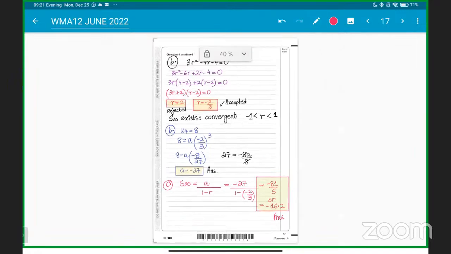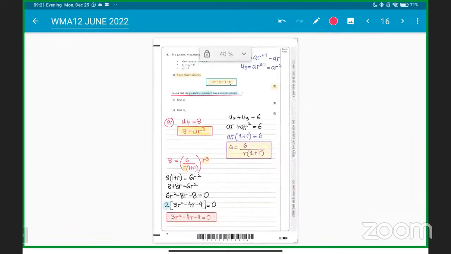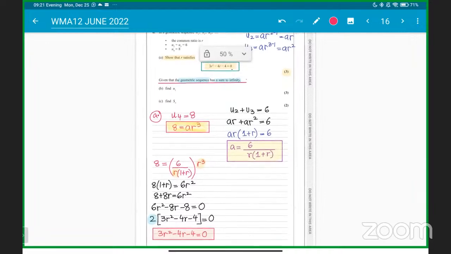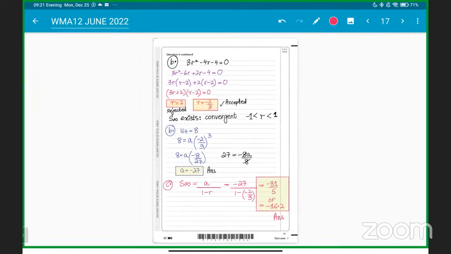Make sure to take a screenshot and revise it later on. Okay, part A here and part B and C over there. Any questions? Let me know. Make sure the formulas are clear. Sum to infinity. Understand this.